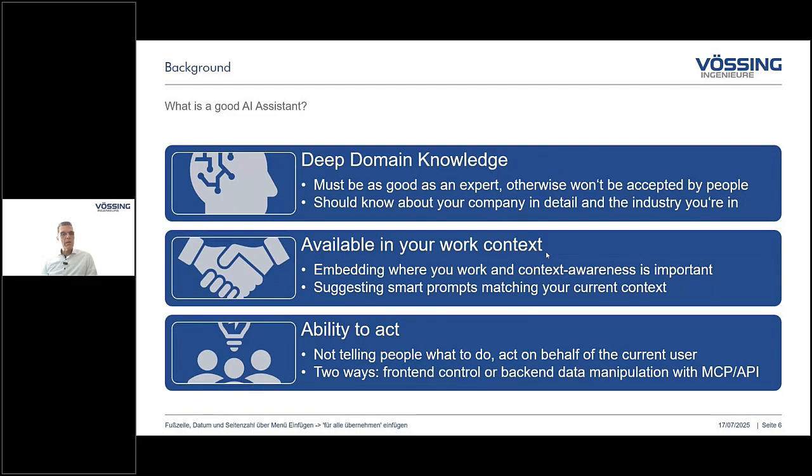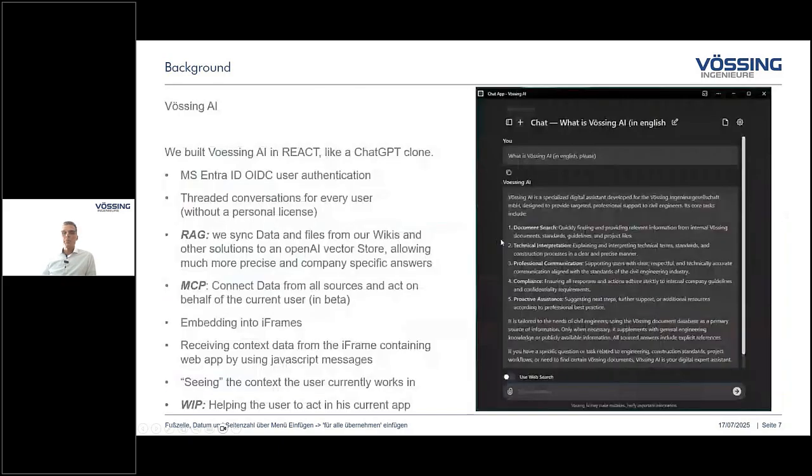So I don't want to read what the answer to a specific email could sound like. I want it to be written as an email response to me, to read it and click send, but not to enter the text on my side. So deep domain knowledge available in your work context and the ability to act. Those are the important three things we considered to be needed for a good AI assistant. And so we started our journey with building one.